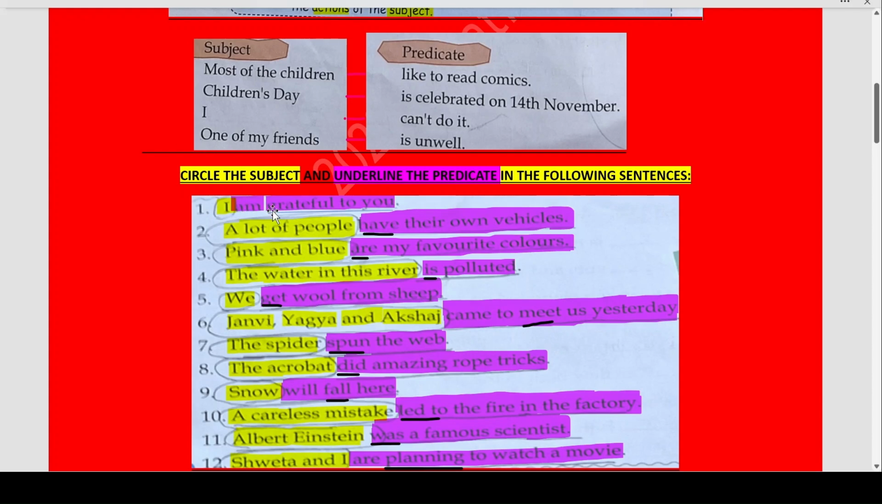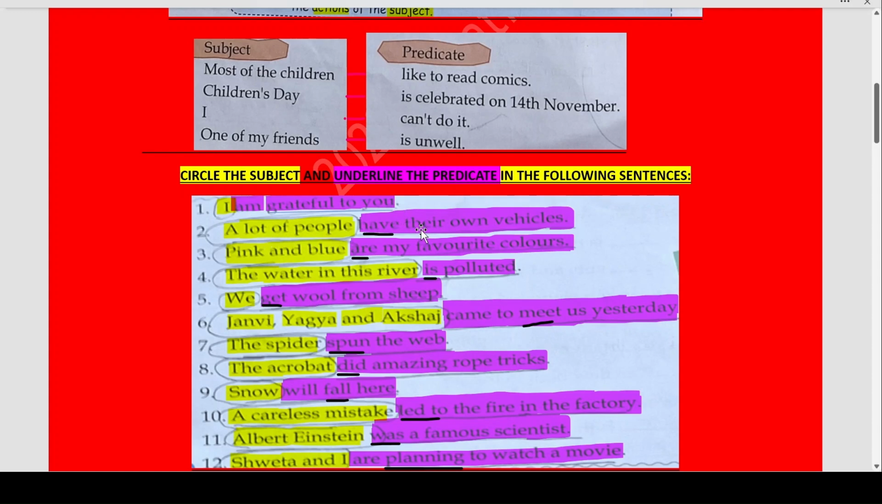So, first one, I am grateful to you. What do we need to do, students, first in such kind of subject and predicate questions? Identify the subject: about what or whom are we talking? So, the subject is I. Am grateful to you is that part of the sentence which has the verb am. Am is a verb form of be. Is, am, and are are verb forms of be. So because this part of the sentence has the verb am, grateful to you becomes the predicate.